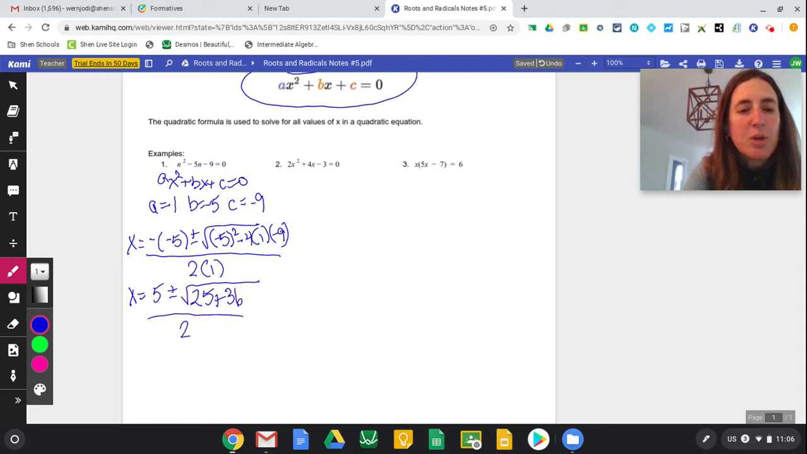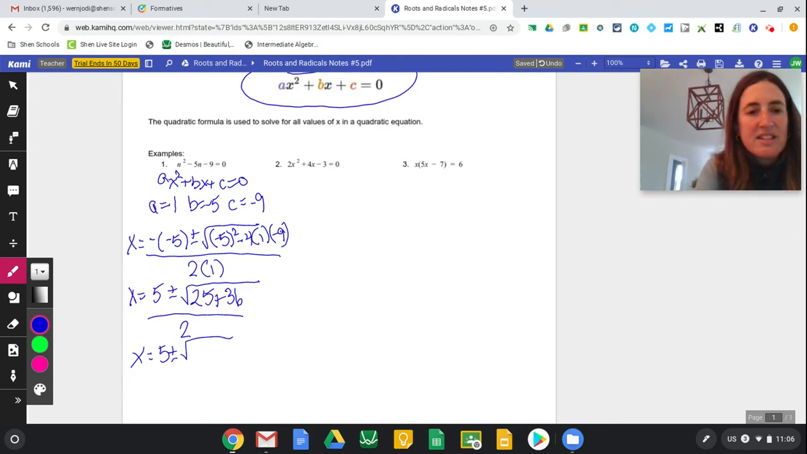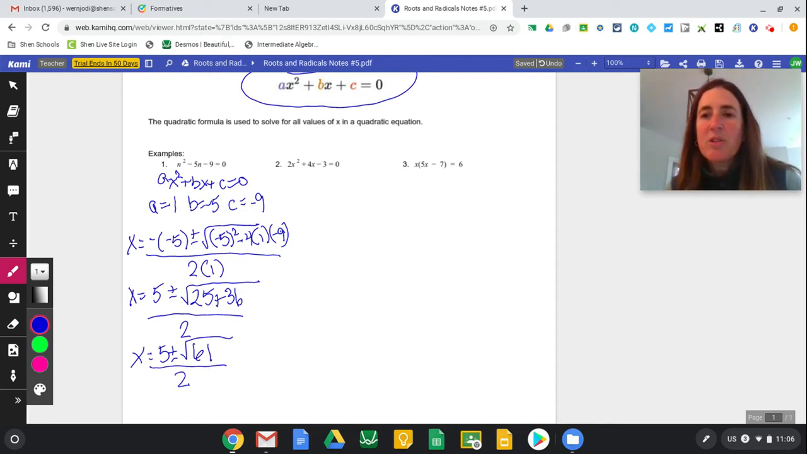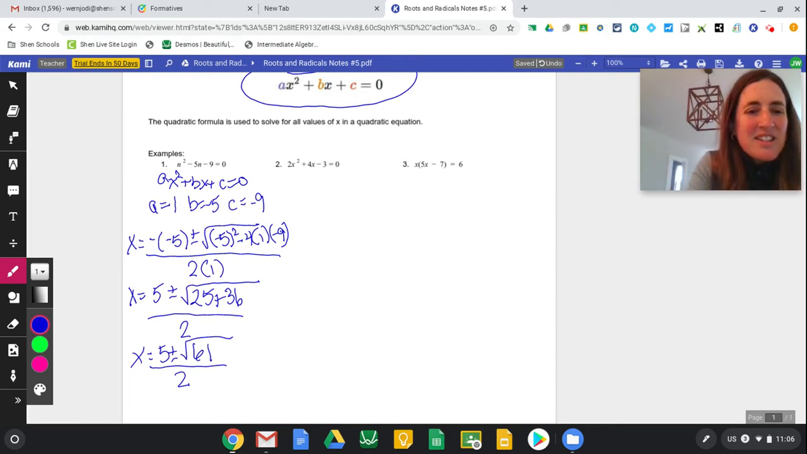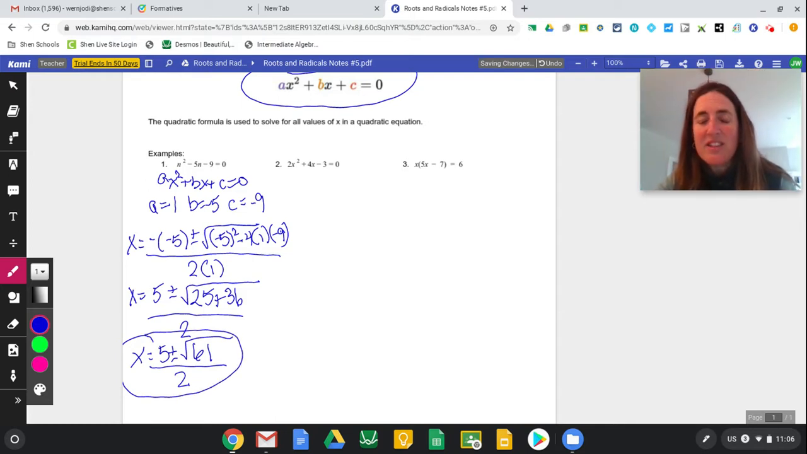Now add those two numbers underneath the square root together. So 25 and 36 is 61, divided by 2. And at this point, you look at the square root of 61 and say, can I simplify that? Heck no, it's prime. So this is my final answer. The two roots, or the two values of x, are 5 plus radical 61 divided by 2, and then 5 minus radical 61 divided by 2. That was our first example.